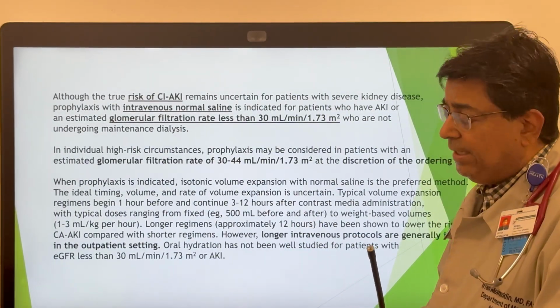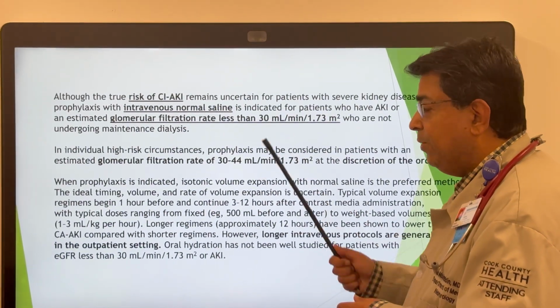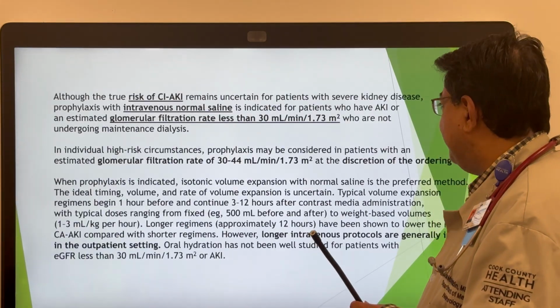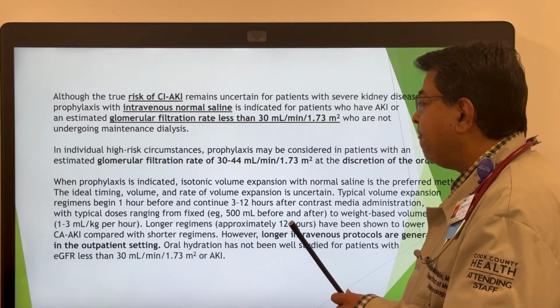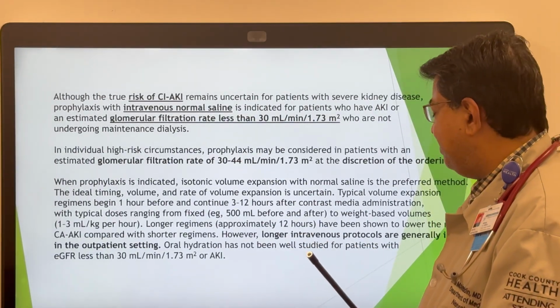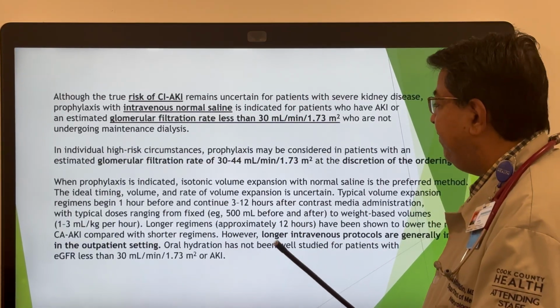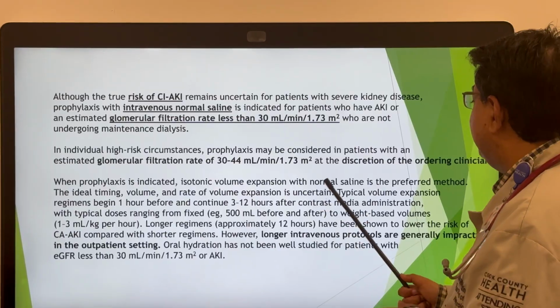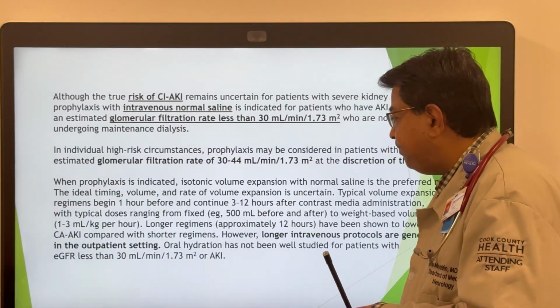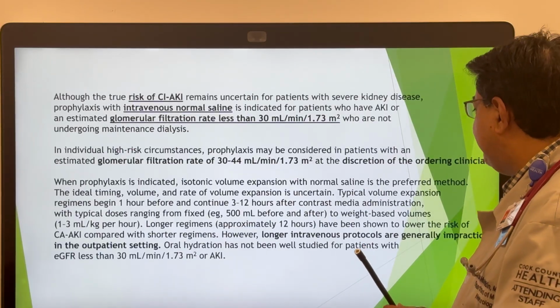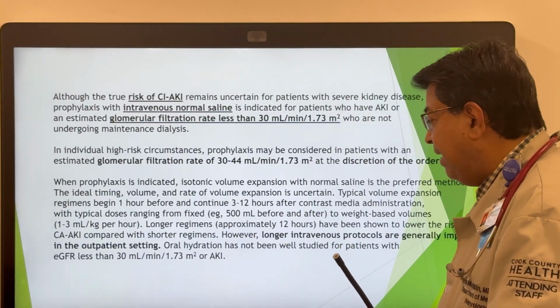So the question stated a GFR of 32. So that's pretty much close to high risk kidney disease. In individual high risk circumstances, prophylaxis may be considered in patients with GFR of 30 to 44 at the discretion of the ordering clinician. When prophylaxis is indicated, normal saline is the preferred method.